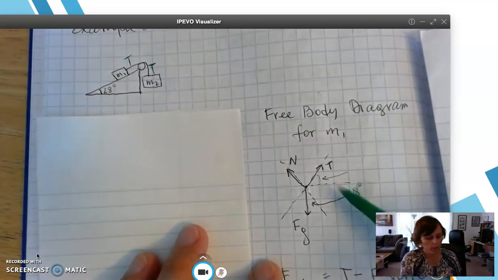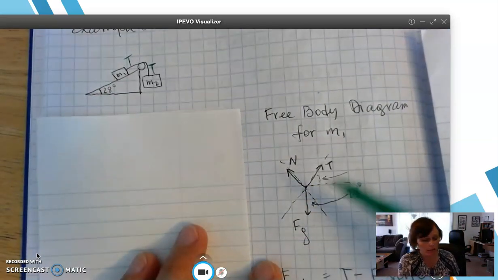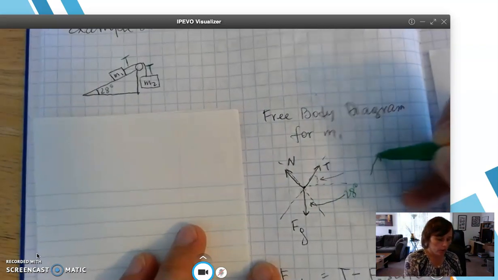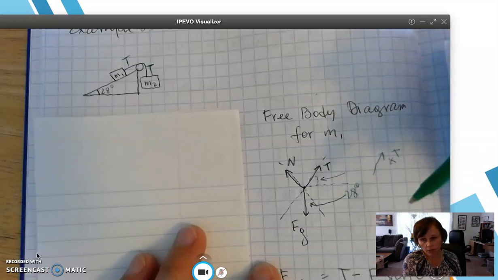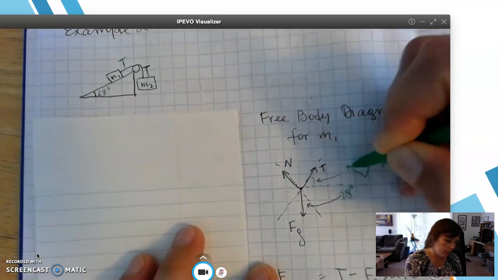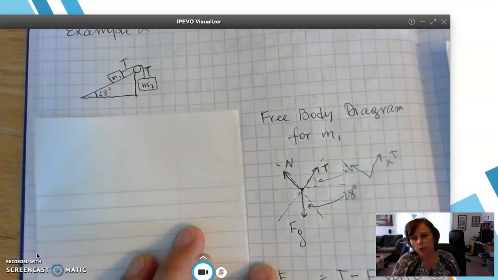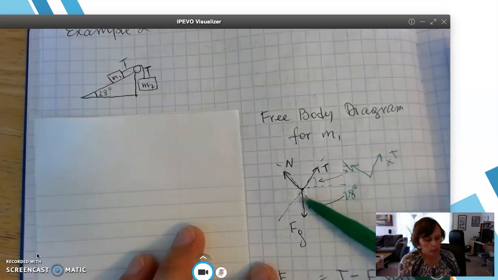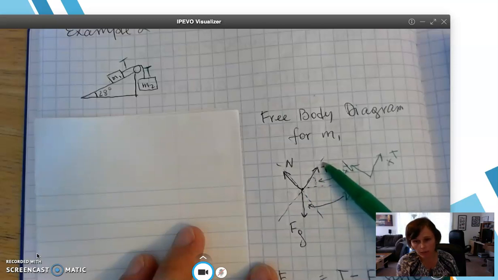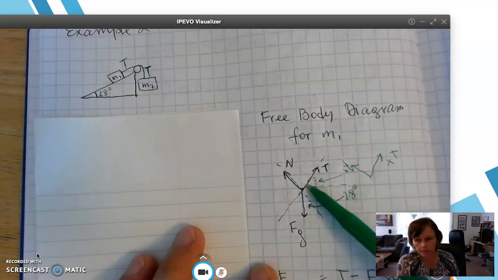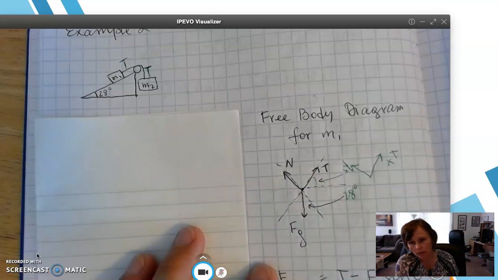Why am I doing this? Because I want to have my x and y axis in this direction. So this is going to be my positive x, in the direction which is parallel to the inclined plane, and this is going to be my positive y direction, which is perpendicular to the inclined plane. Positive x, positive y. So in this situation, I will have tension only in x direction and normal force only in y direction.